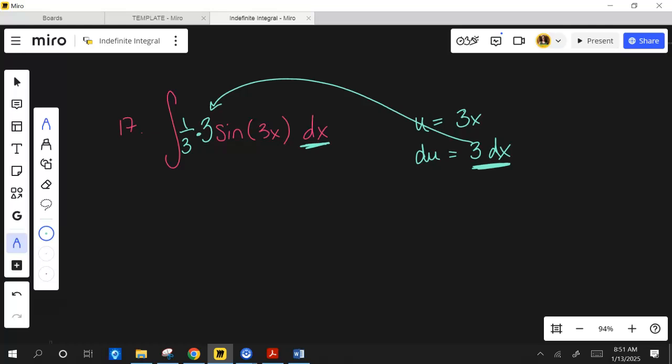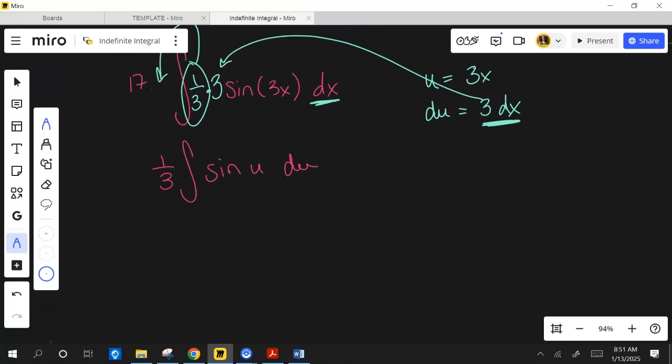But there is a coefficient rule that says that if I multiply, I can pull that outside. So now I have 1/3 times the integral. What's the antiderivative of sine u? Negative cosine. So I got 1/3 times negative cosine u.